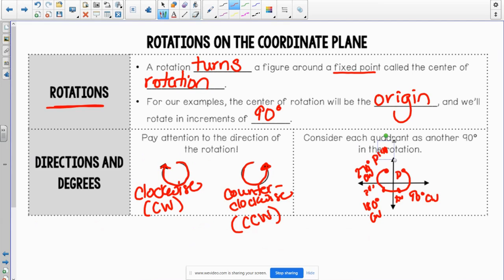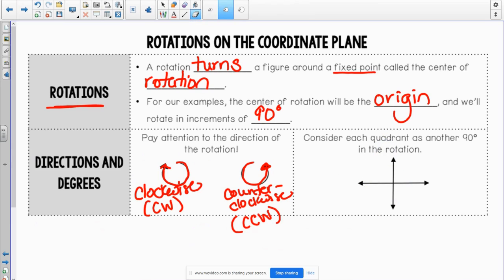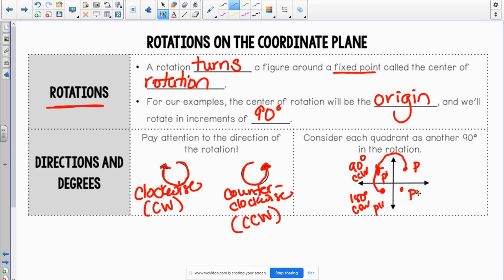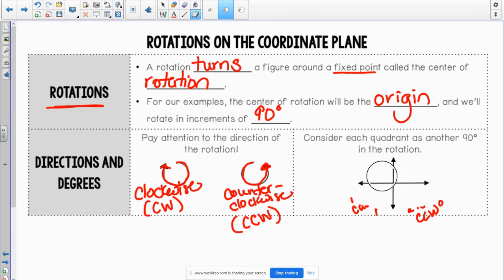Pretty hard to read. I'll erase it. We'll go the other way. So if we start with P here, and we put P prime here, and we go counterclockwise, so that's 90 degrees counterclockwise. Here to here, called P double prime. That's 180 degrees counterclockwise. And if we go one more time to P triple prime, right here, that is 270 degrees counterclockwise. So I'm going to erase it one more time.